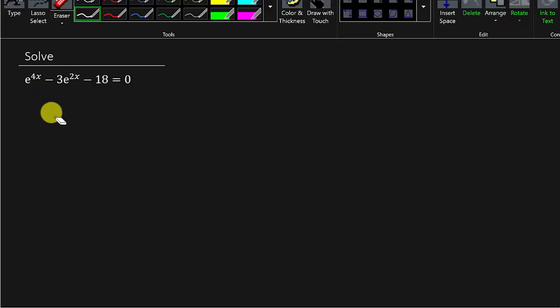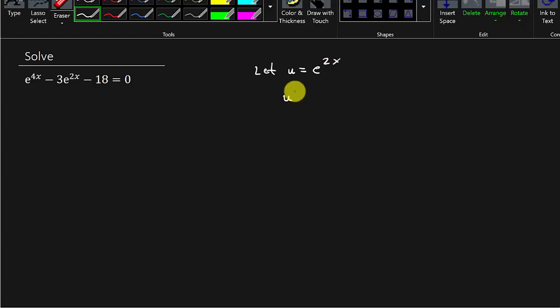So let's come over here to the side and see how that works. I'm going to let u equal e to the 2x. Now, if you've taken algebra, you had a section on miscellaneous equations. It was probably back more towards the first of the class. This is what we're doing. We're using the u substitution.